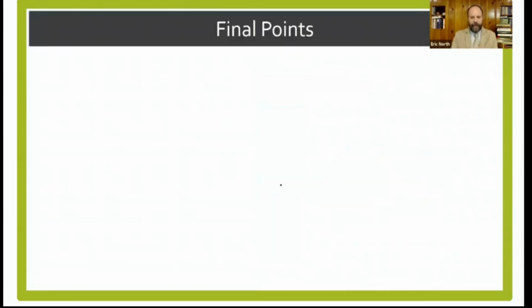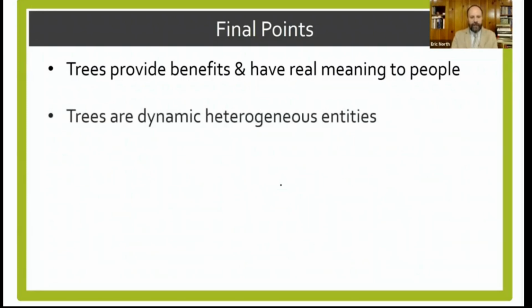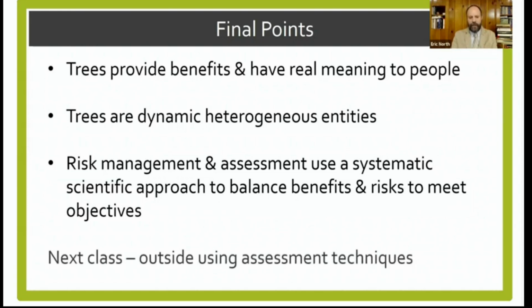Clearly. Some final points. First, trees provide benefits and have real meaning to people. Clearly, I think we've covered that and talked about that, and it's important to consider. Trees are dynamic, heterogeneous entities. Sometimes engineers come in and they're like, well, it's just a cylinder, right? No, these things are not homogeneous in their production. And so we need to remember that trees are dynamic and they're dealing with dynamic forces. Management, assessment, and systematic approaches to balance risk are really the important objectives to think about here. Having clear policies and then a clear systematic process to deal with that is very important.